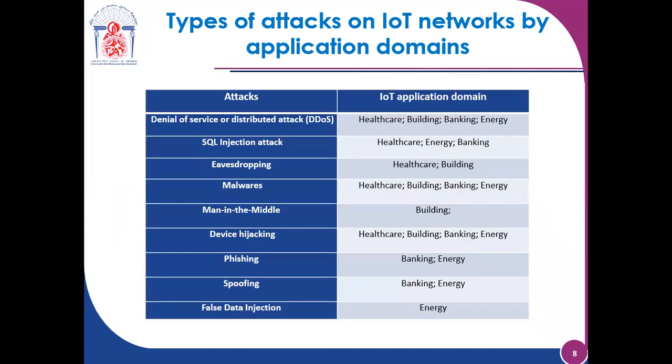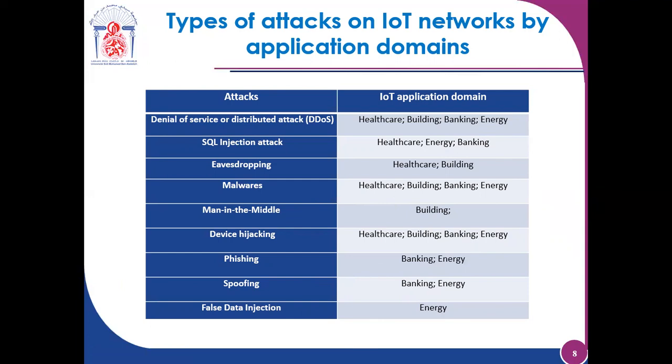So this table represents the types of attacks per IoT application domain. As we see, we can find denial of service attacks in the healthcare, building, banking, and energy domains. The malware, we can find it in all four domains. The false data injection, we can find it in the energy domain.